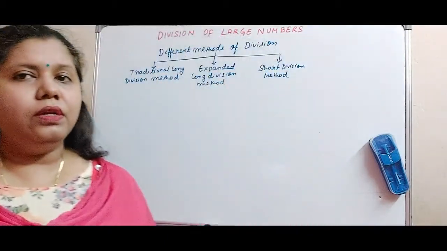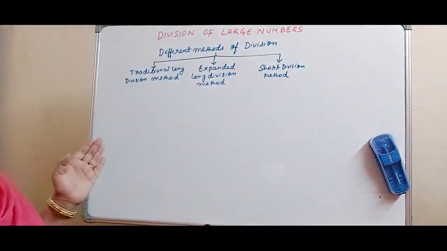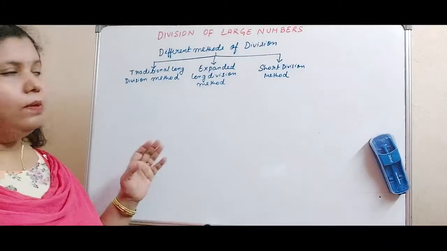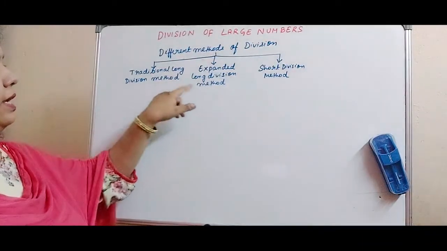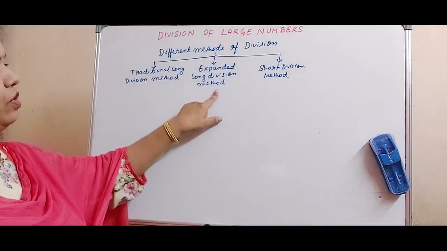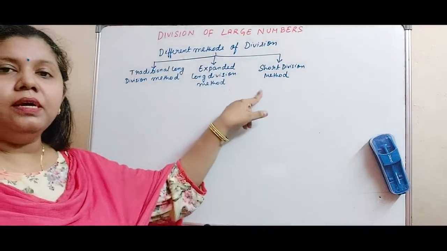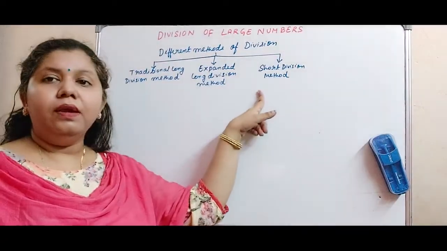So we have three important methods which we are following for dividing large numbers. First is the traditional long division method. The second method is the expanded long division method, and the third is the short division method.